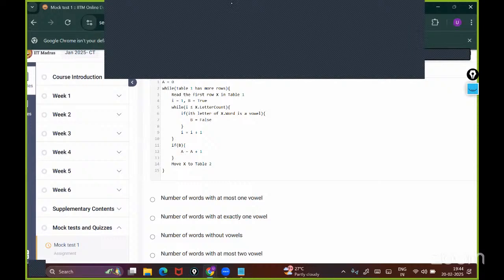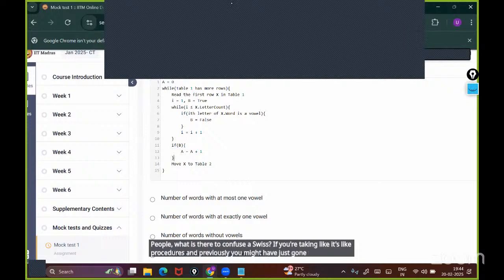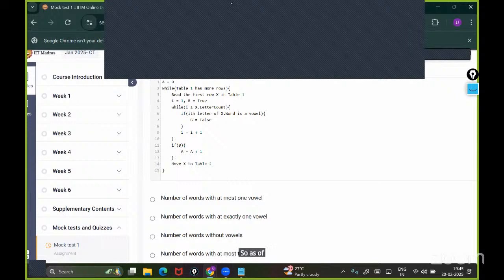Okay, people, what is there to confuse us first? If you're taking procedures, and previously you might have just gone through ifs, and then you would have become familiarized with while and all, right? Only till week 4 is enough for quiz one, right? So as of now, concentrate till week 4, then we can discuss that as well, okay?